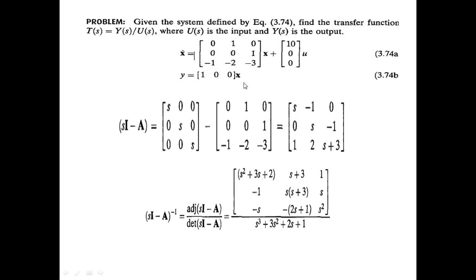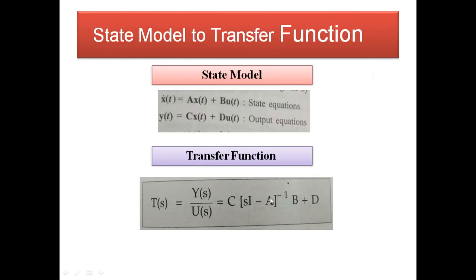From this state model, we need to compare it with the standard state model equation, that is x dot of t equals A into x of t plus B into u of t, and y of t equals C into x of t plus D into u of t. If I compare that with the given matrices, we'll get the A matrix, the B matrix, the C matrix, and the D matrix value is 0. So from that, we need to find out (sI minus A) inverse first, because we know what C, B, and D are.